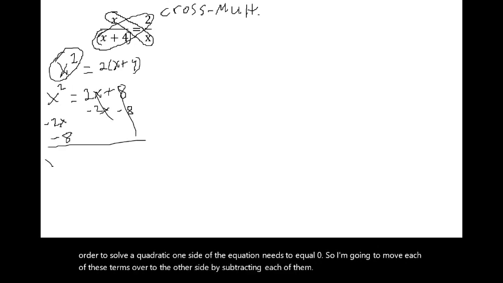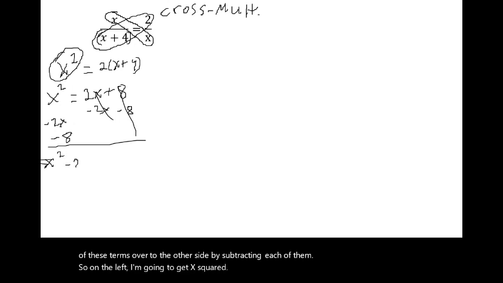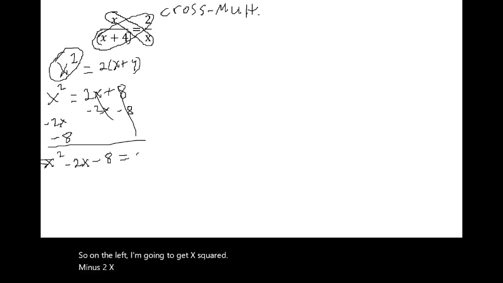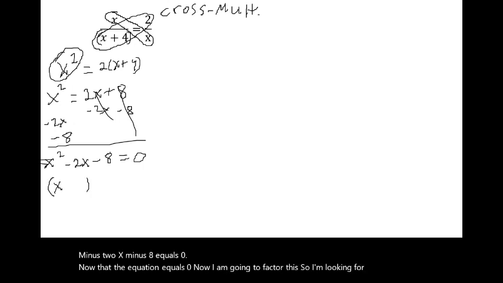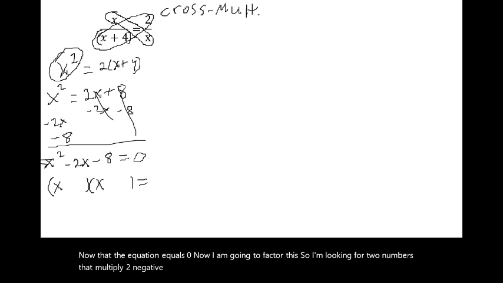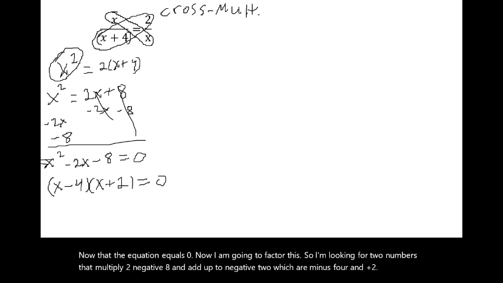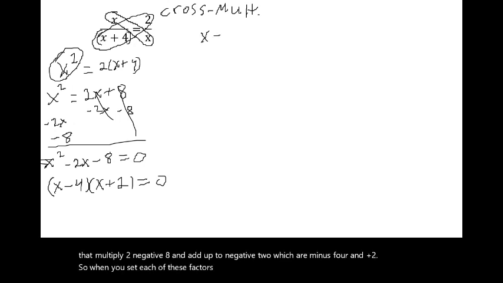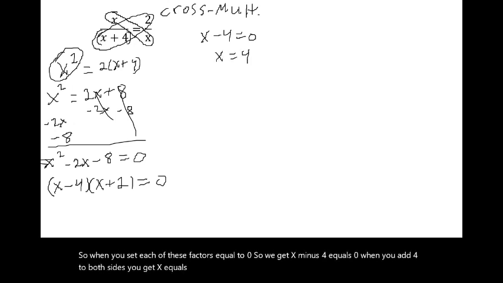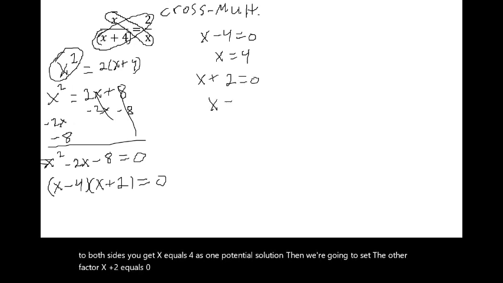So on the left, I'm going to get x squared minus 2x minus 8 equals 0. Now that the equation equals 0, I am going to factor this, so I'm looking for two numbers that multiply to -8 and add up to -2, which are -4 and plus 2. So when you set each of these factors equal to 0, we get x minus 4 equals 0. When you add 4 to both sides, you get x equals 4 as one potential solution. Then we're going to set the other factor, x plus 2 equals 0, subtract 2 from both sides, and we get x equals -2 as our other potential solution.